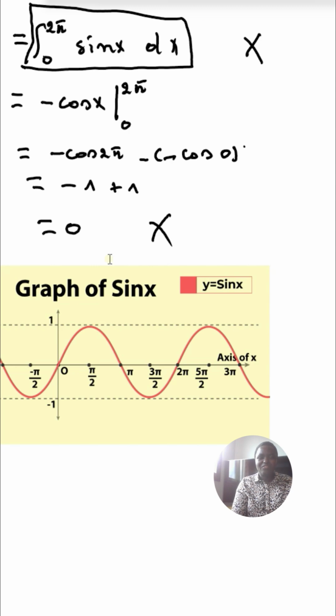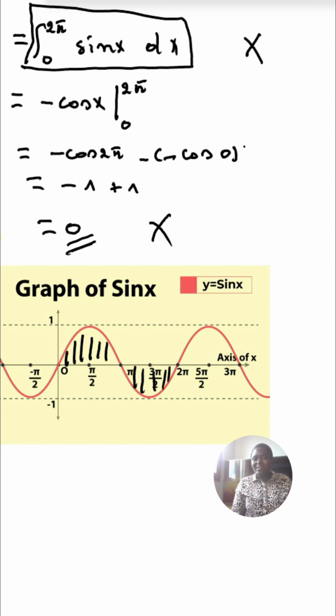And when we evaluate the integral from 0 to 2 pi, what are we aiming to do? We are aiming to compute the area. This area is equal to what? The area from 0 to 2 pi, this area which is shaded, is equal to what? And you can see that this area cannot be equal to 0. So this is an indication that this is not correct.